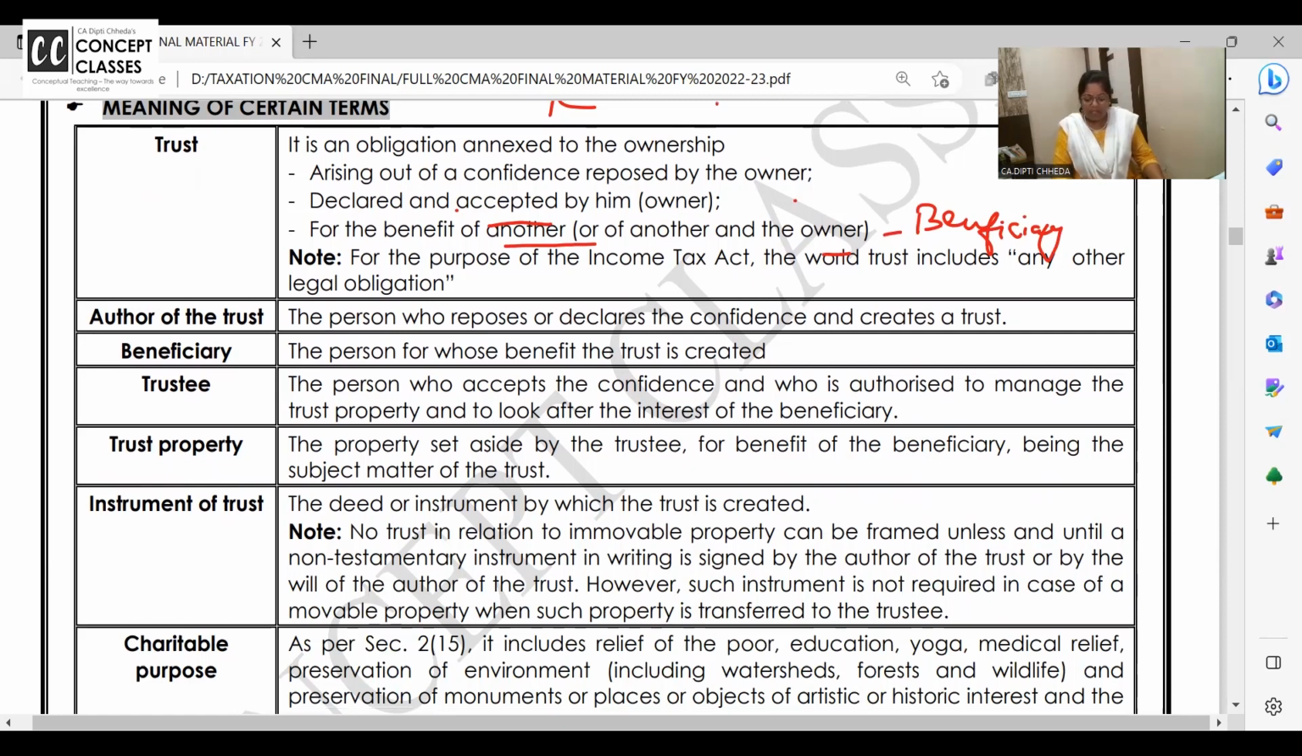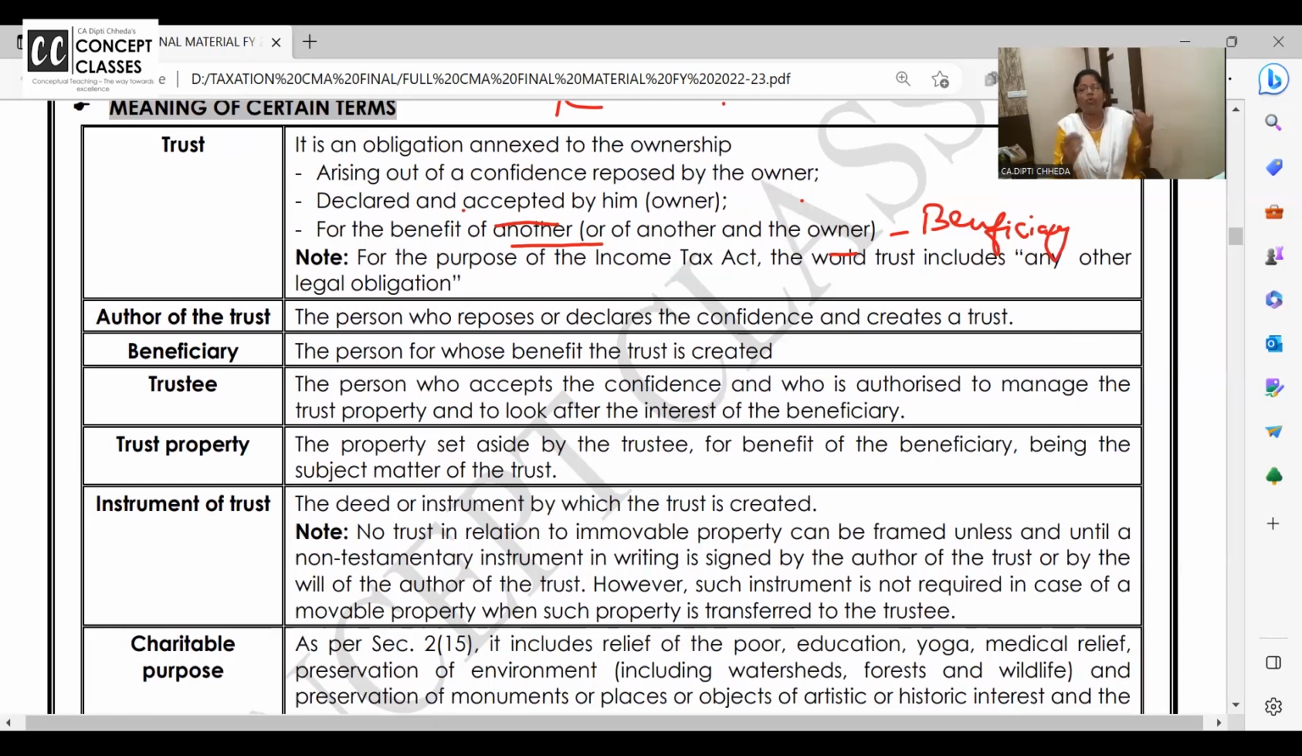Author of the trust: the person who reposes or declares the confidence and creates a trust. Author of the trust means you can say the founder of the trust. Whenever we decide, okay, on this land we will build a temple, so we have founders. Founder members are who will take permissions, who will put in money, all efforts to form the trust. Later, can the author of the trust become a trustee or founder member? Answer is yes.